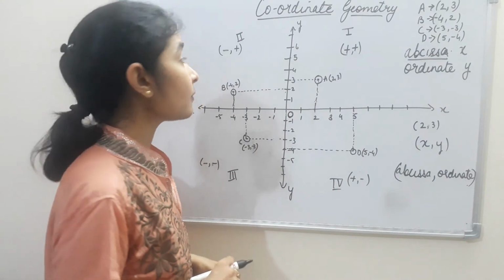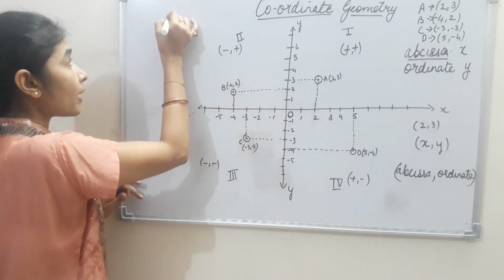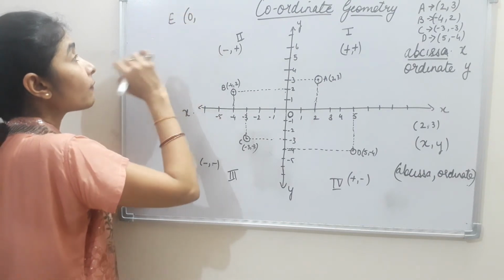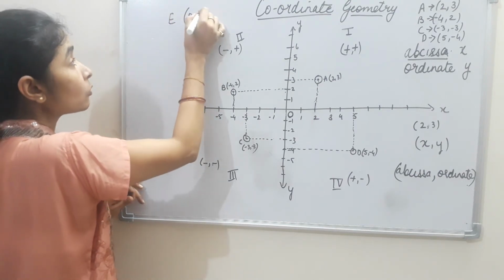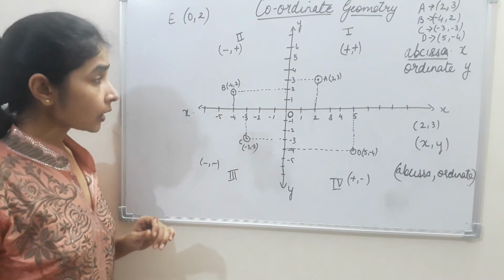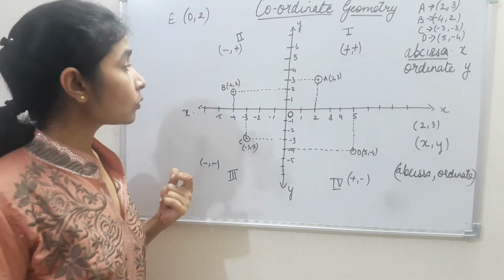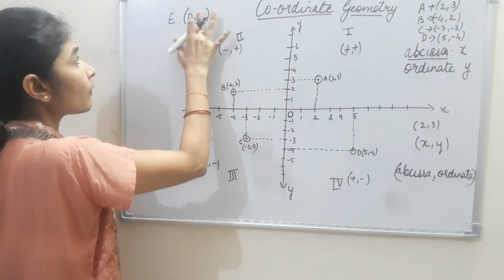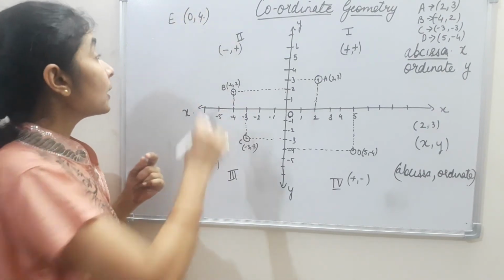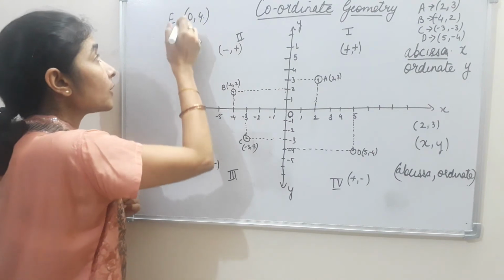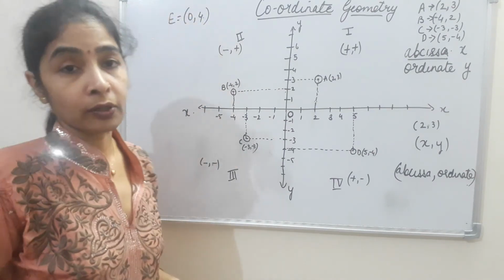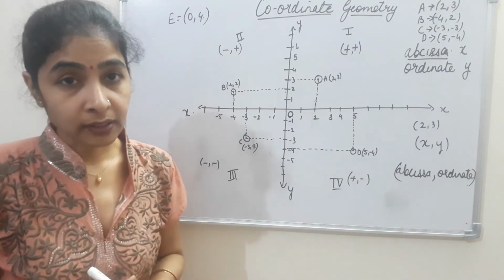Now suppose we are given a point E to mark, where x is 0 and y is, let us take 2. We have already taken 2 here, so let us take y is equal to 4. If x is equal to 0, the abscissa is 0 and the ordinate is 4, then where are we supposed to mark this point?